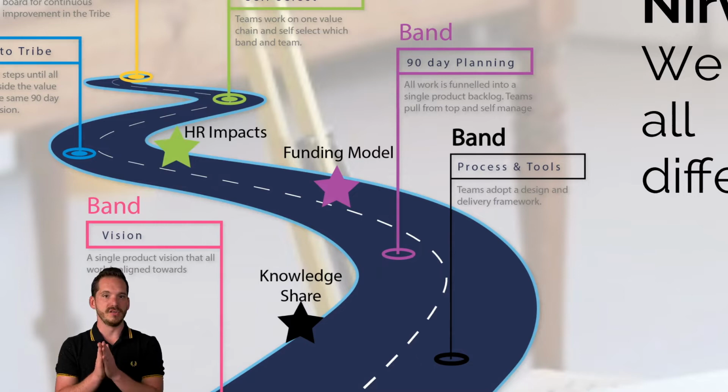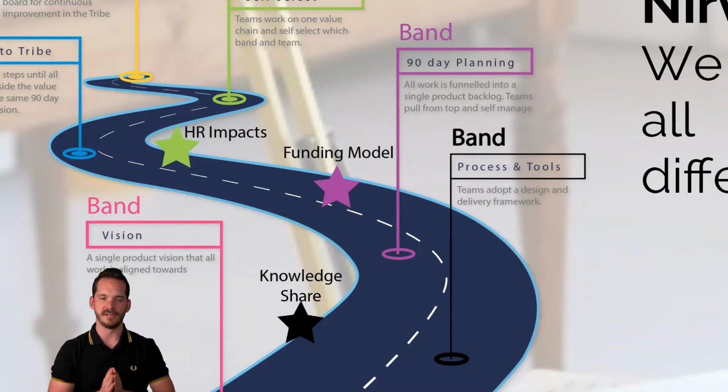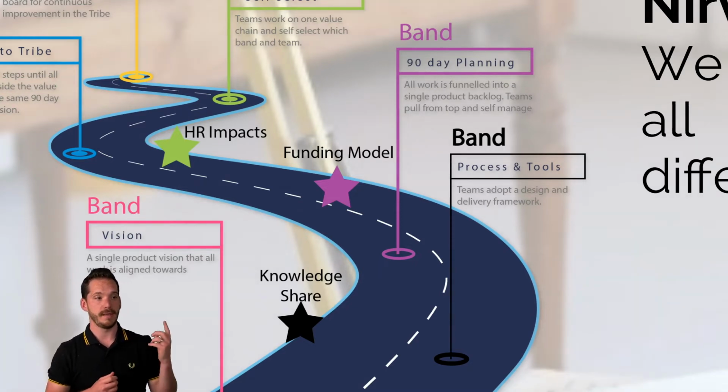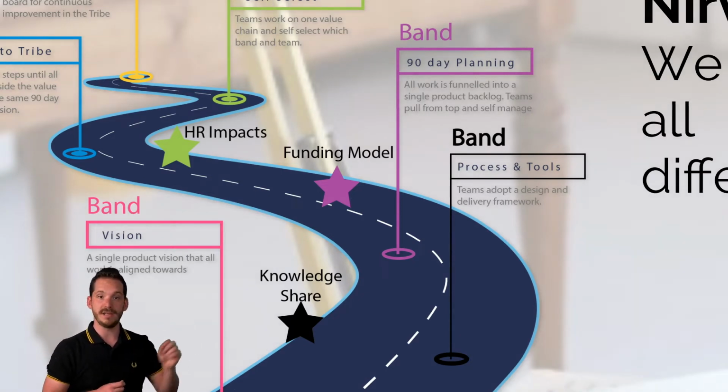But there is no blocker for you actually getting everyone who's required together to deliver within a band for 90 days. You can just call it project planning. And that's fine. All work is funneled into a single backlog, teams pull from the top and self-manage. Go back to the previous lesson and have a look at how 90-day strategy can work. The aim is to get there. This is not timelined. This could take only 3 months in certain organizations. It could take 9 months to get to that point.